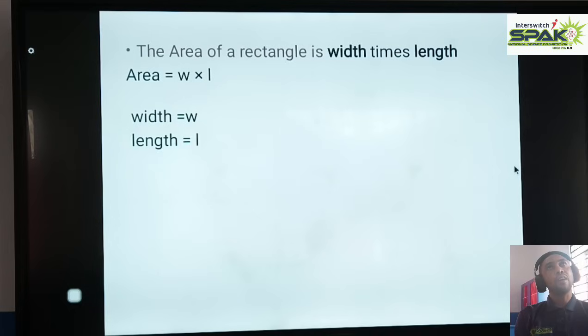And to find the area, like I've told you, the area of any two-dimensional shape is length times breadth. We are given width and length in a rectangle, so to find the area, we just multiply the 2 dimensions: length times breadth. So that is how to find the area of a rectangle. Here we have the width and the length, so the area of this rectangle is width times length.